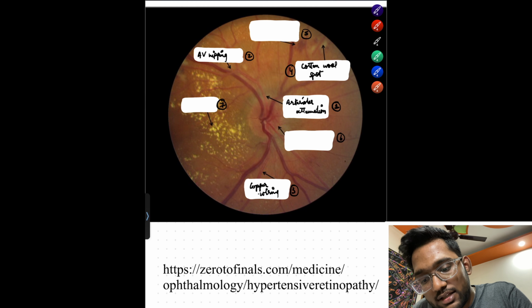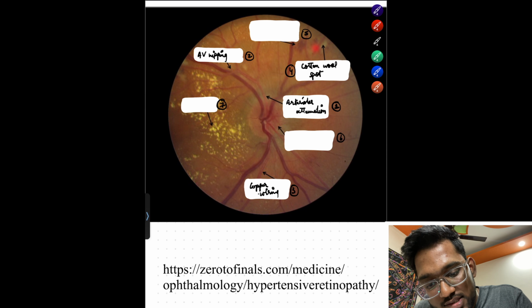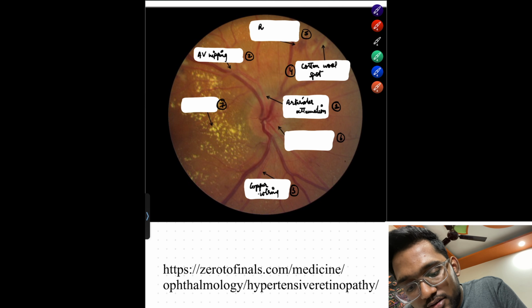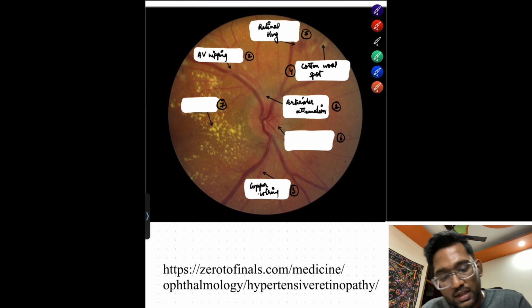Now if you look at the 5th feature, there is this small hemorrhage which is present. This is the superficial retinal hemorrhage, and this is also a feature of grade 3.